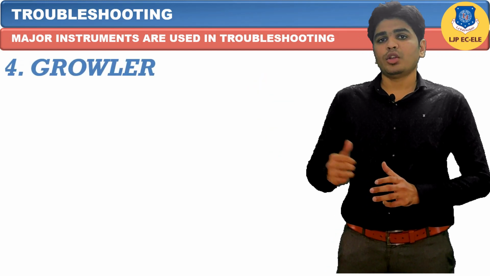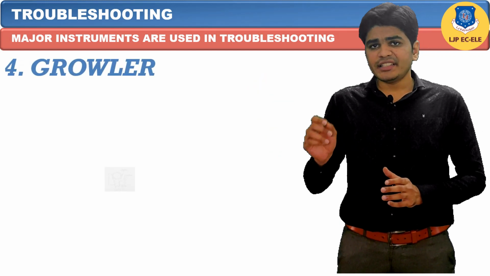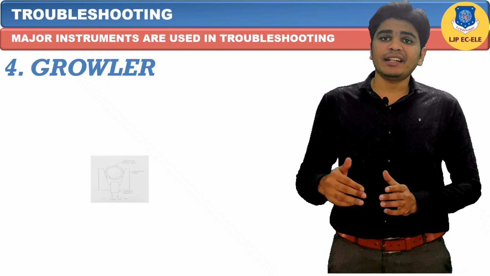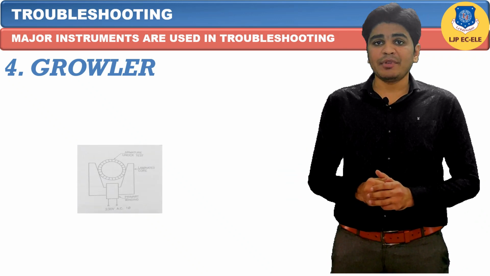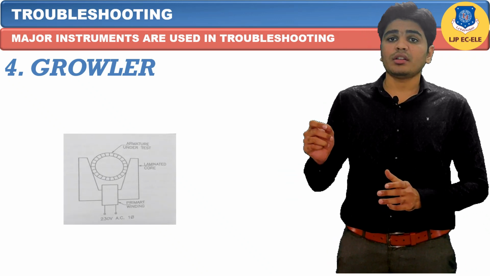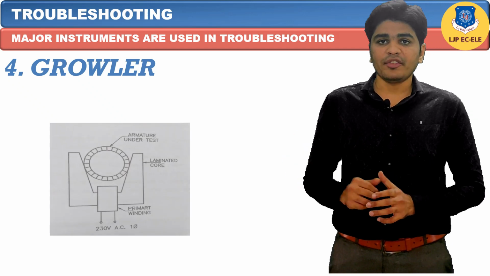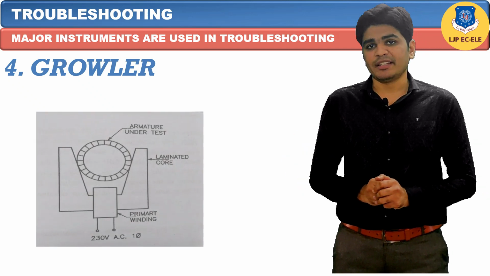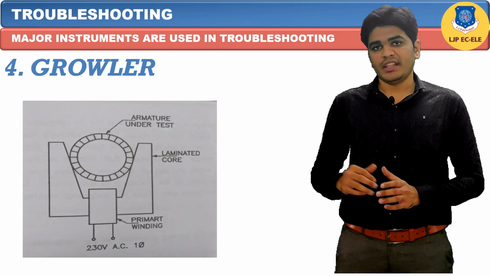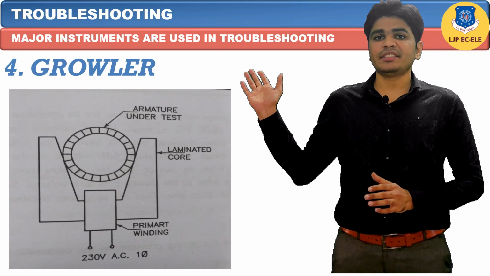Then fourth one is the growler. It is generally used to find internal short in armature winding, interlock short defect in commutator segments, etc. Here you can see its figure.